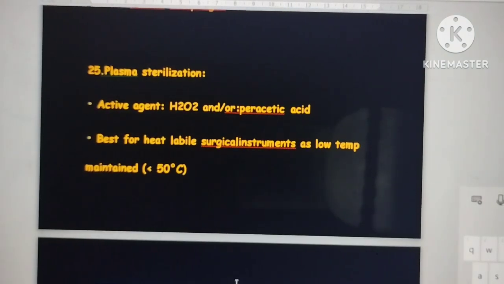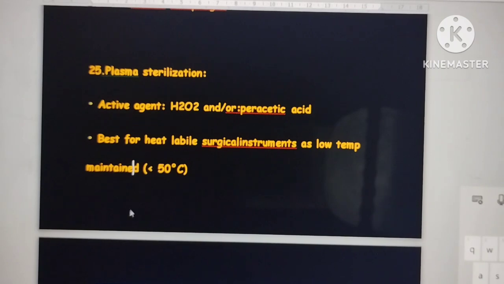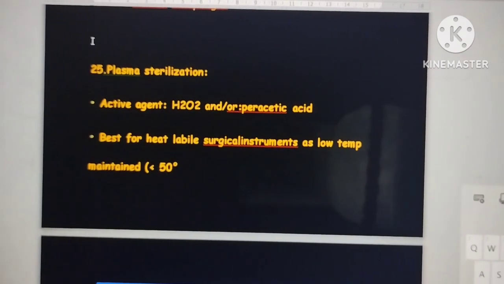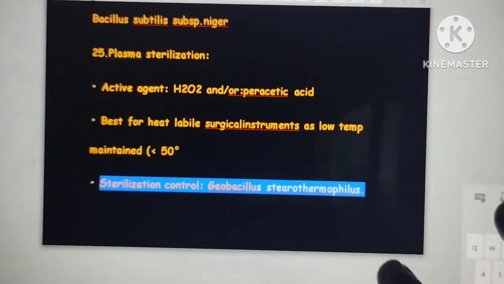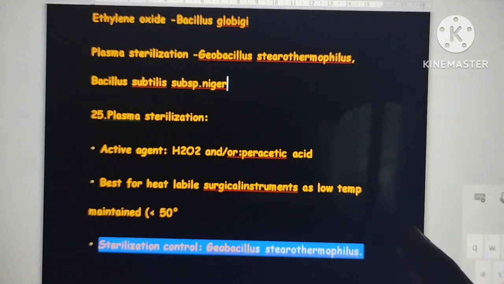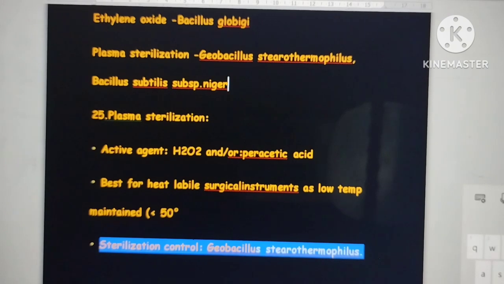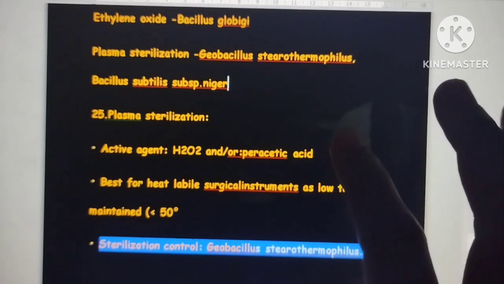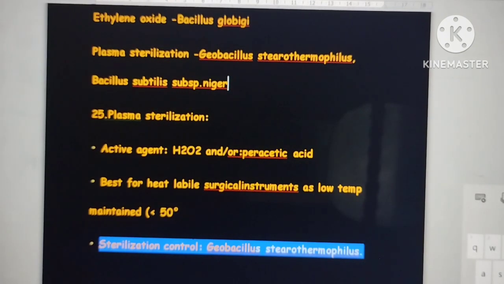Coming to plasma sterilization. First, you want to remember the agents we use: hydrogen peroxide and peracetic acid. It is mainly for heat labile surgical instruments, as the low temperature is usually maintained at 50 degrees Celsius. It is not as high as the hot air oven or the autoclave. And here the sterilization control is Geobacillus stearothermophilus and Bacillus subtilis subspecies niger.